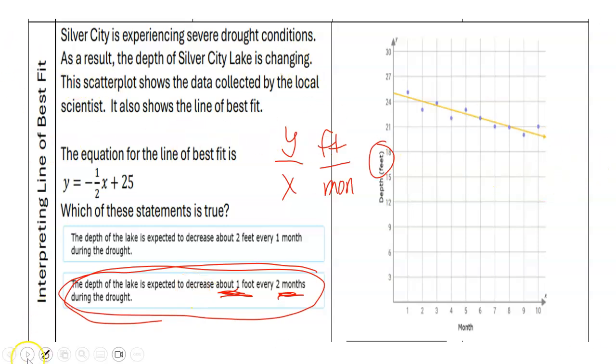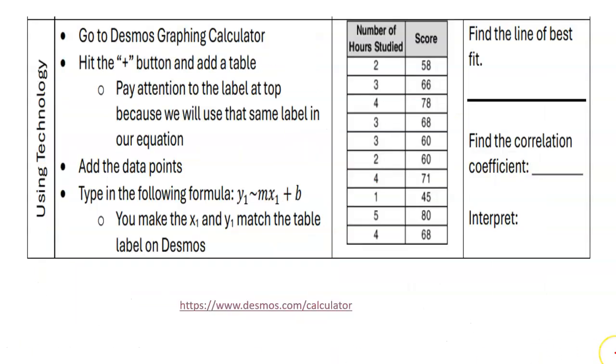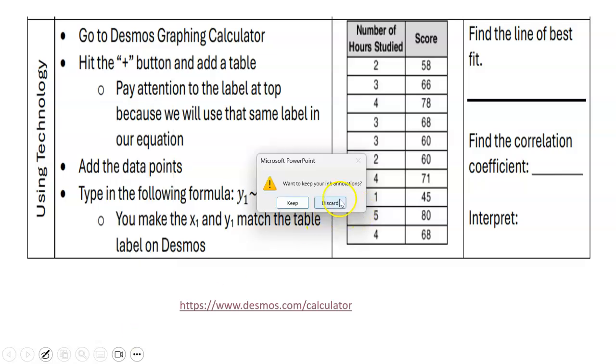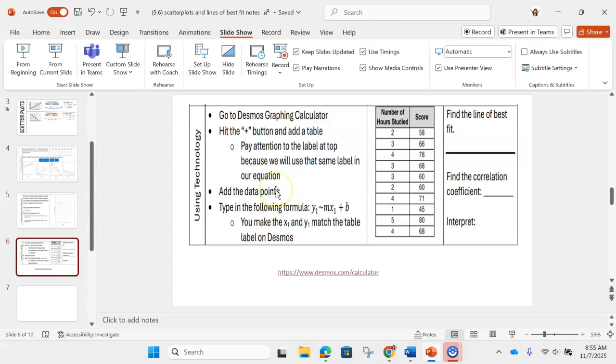Okay, let's keep going. So last but not least, we can use our technology, graphing calculators, in order to help us create a line of best fit, find the correlation coefficient, and determine how well this is helping us to match that data. So that's what we're going to do next. You can literally just type in desmos.com and you'll get the graphing calculator. I am going to go ahead and pull this up in this PowerPoint.